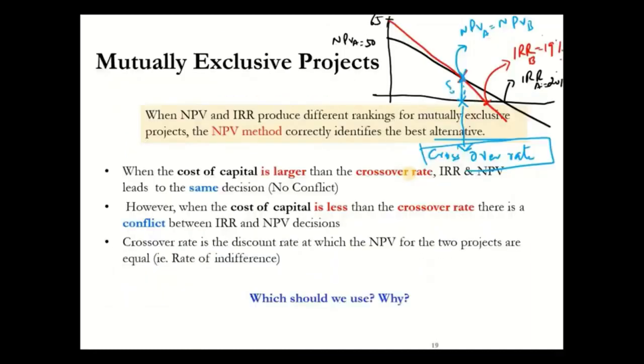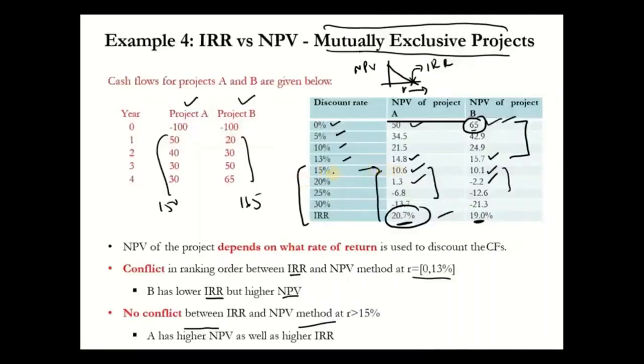Okay, now I want you to understand this situation. When we have mutually exclusive projects, of course we learned that there are some disagreements or conflicts. If you see from 15% onward, from here onward, the NPV of A is higher than NPV of B, and also IRR is higher for A, right?